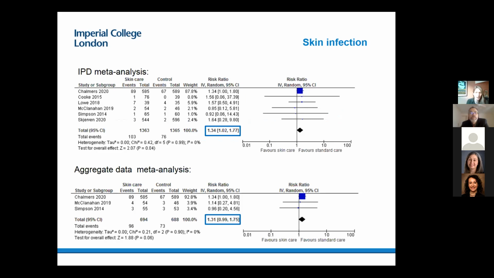Now, in the bottom figure, the aggregate data was available for only 3 studies with 1,382 participants. This gives a pooled unadjusted risk ratio of 1.31 with a confidence interval going from 0.99 to 1.75. So the lower limit of the confidence interval for the pooled result is now spanning down to 0.99. So it includes no difference, and it's built upon a lower volume of participant evidence, which you can see quite visibly in the forest plots.